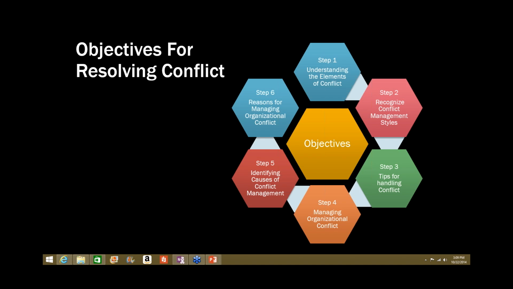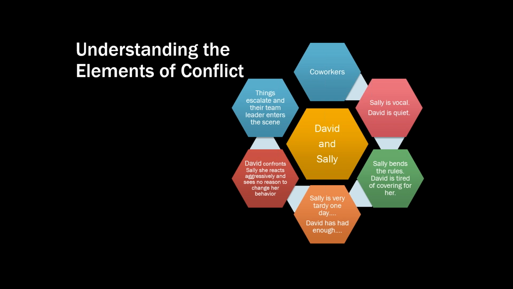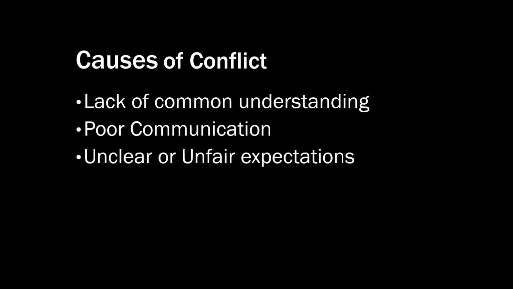So it looks like what we're going to talk about today are objectives for resolving conflict. We're going to start with understanding the elements of conflict, and then move on to recognizing conflict management styles, followed by tips for handling conflict, managing organizational conflict, identifying causes of conflict management, and then reasons for managing organizational conflict.